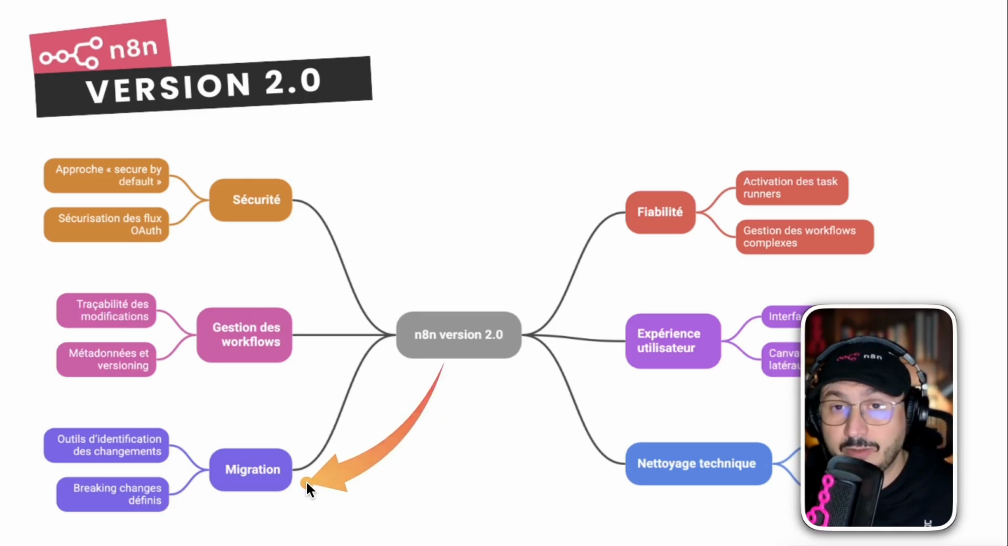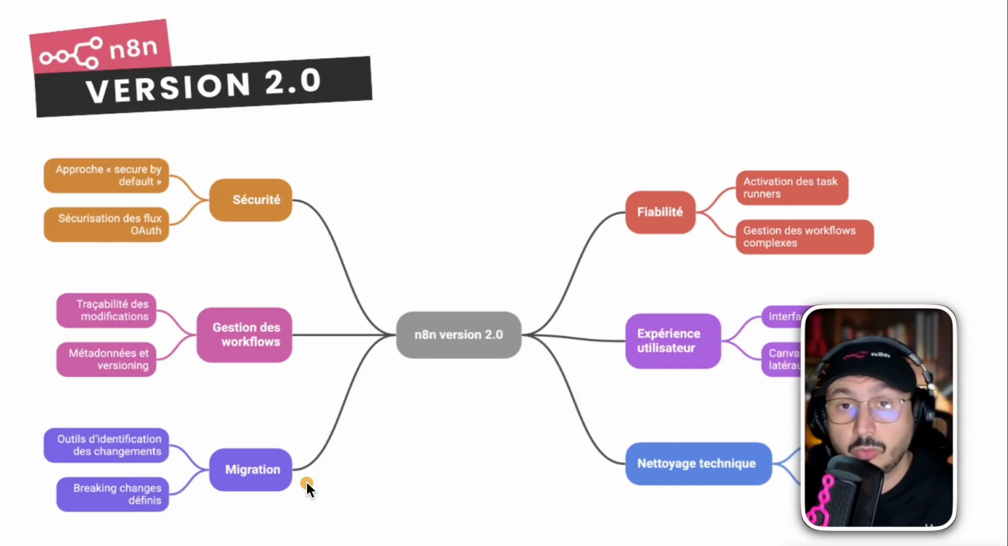Next, the migration is very, very simple. So when we actually migrate our workflows, or even just to do the update from version 1 to version 2, we don't actually lose our data. All the workflows, all the credentials, and all the connections we've created will remain valid.